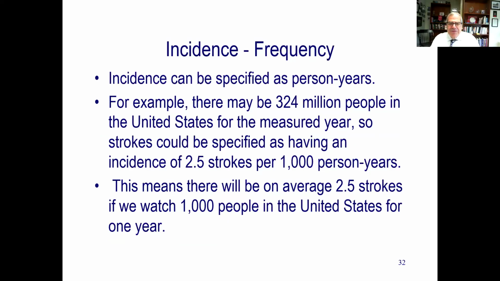Thinking again also about incidence, which we've just gone through and how we describe it. Incidence is looking at the frequency and building this piece in. The incidence, again, is specified sometimes in person years. And again, methodological issues, we can address as you like these kinds of things addressed. But you look at these kinds of descriptions of incidence. There may be 324 million people in the United States for a measured year.